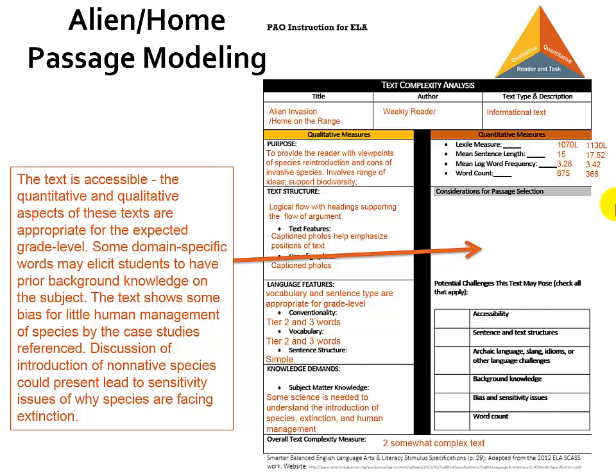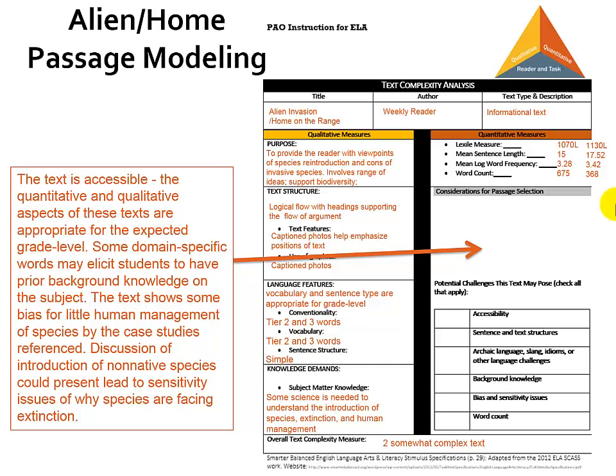In going through, we see that this text is accessible, and the quantitative and qualitative aspects of these texts are appropriate for the expected grade level. Some domain-specific words may require students to have prior background knowledge on the subject. The text shows some bias for little human management of species by the case studies reference. The discussion of the introduction of non-native species could lead to sensitivity issues of why species are facing extinction. These passages also have caption photos.